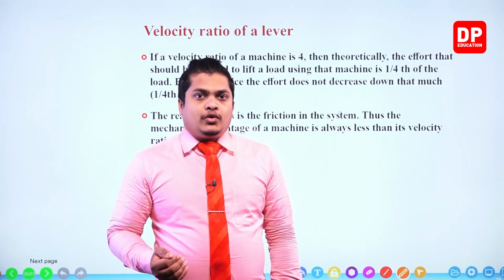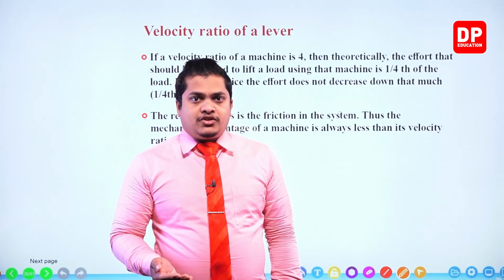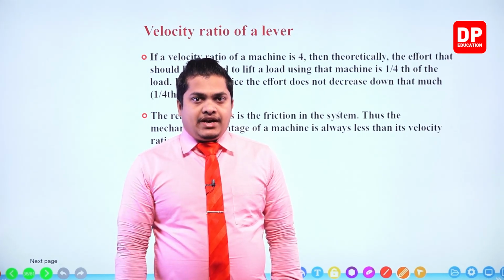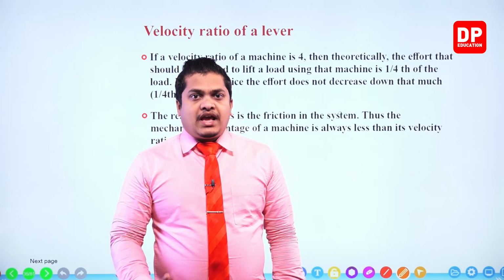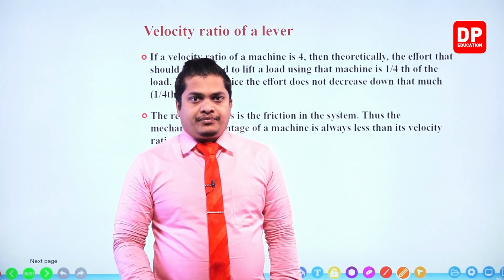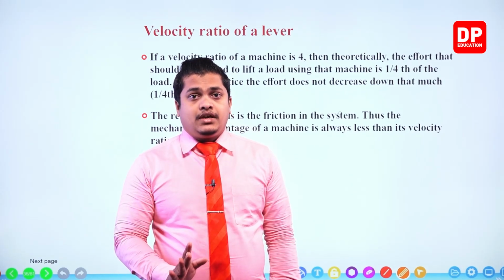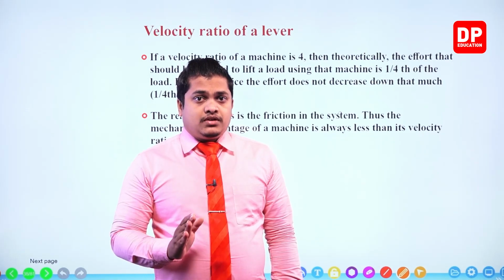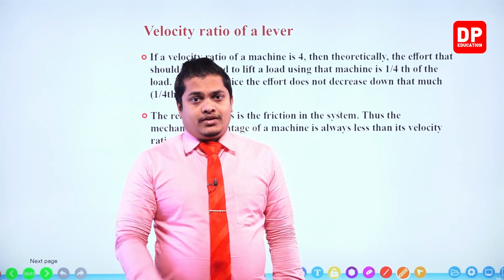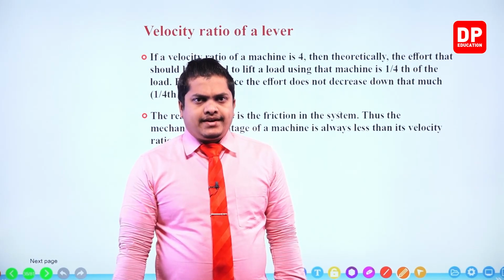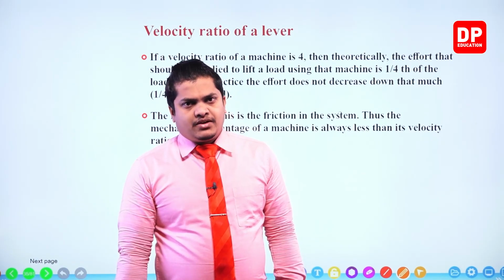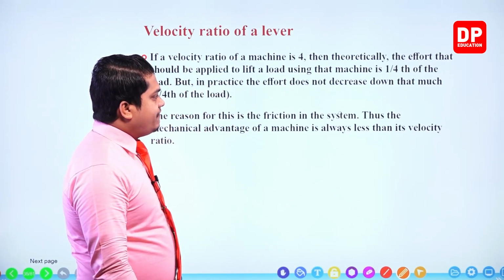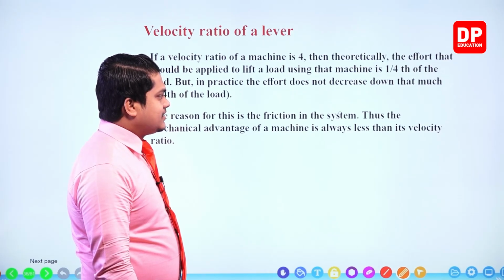I mean, even though the velocity ratio is equal to 4 within a lever that we use in our day-to-day life, we have to apply more than 1/4 of the force which is at the load. Why is that? It's mainly because, here it is given, the reason for this is the friction in the system.